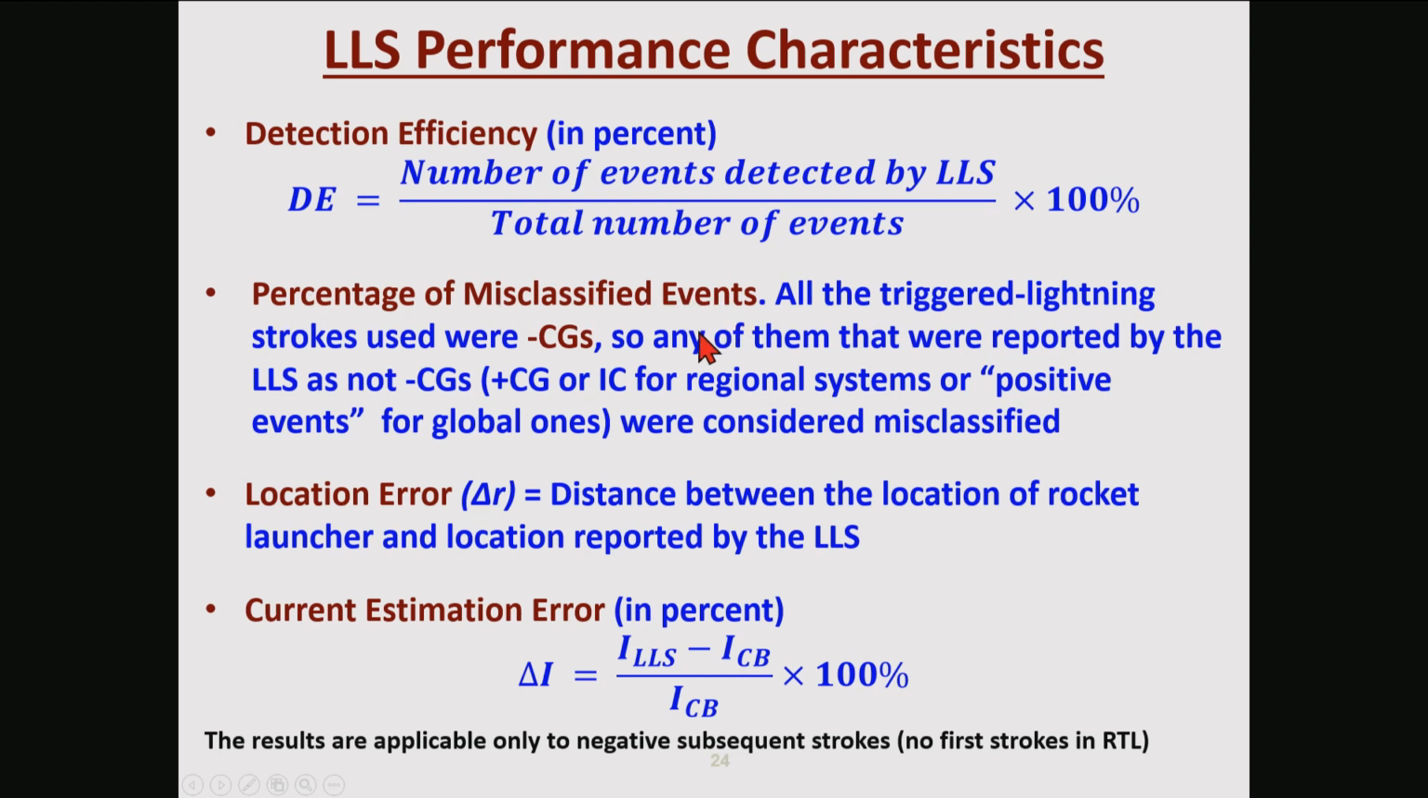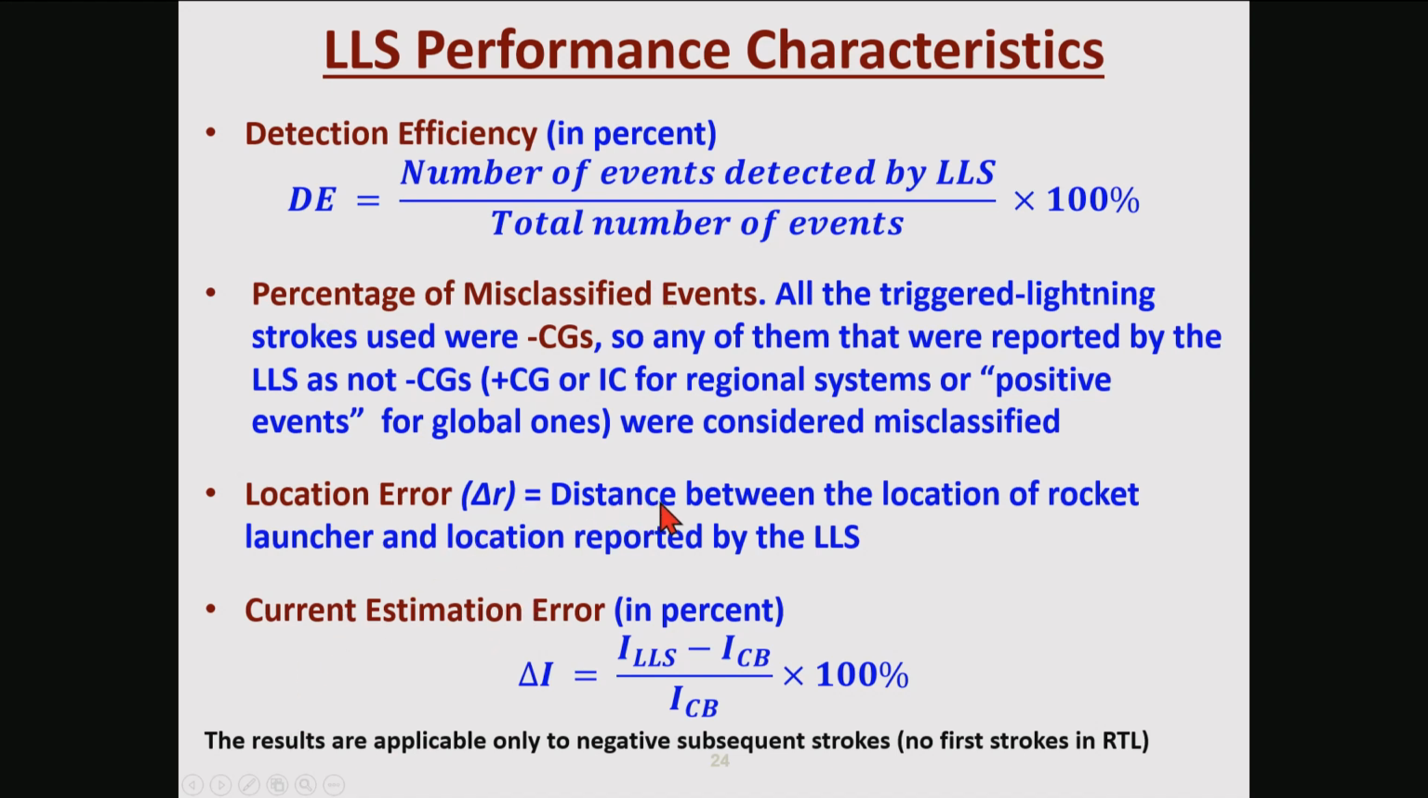Percentage of misclassified events. All the strokes in rocket-triggered lightning flashes used in this evaluation were negative CGs, of course. And therefore, any of them reported as either positive events, positive CGs, or intracloud pulses, ICs, were misclassified. So we just found the percentage of such events, and this is the second performance characteristic on this list.